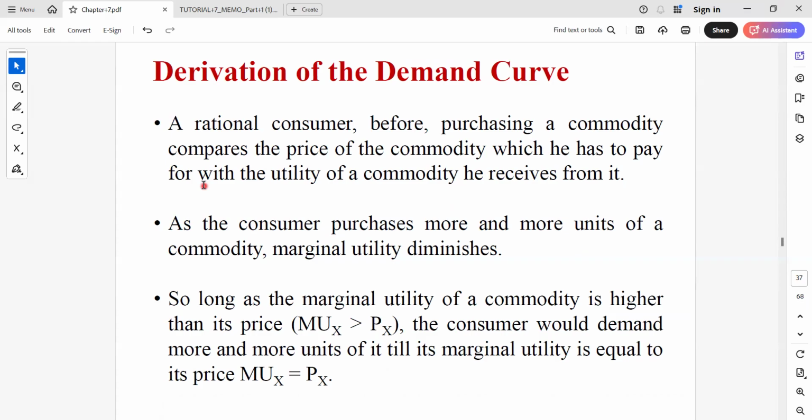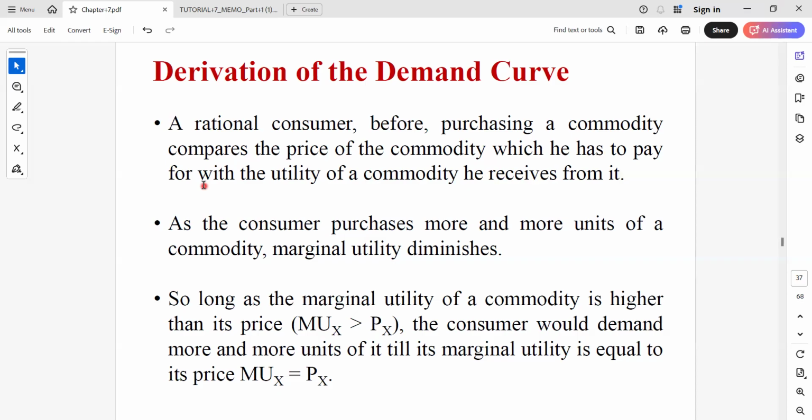As a consumer purchases more and more units of the commodity, marginal utility diminishes. So as you purchase more of the units, your marginal utility diminishes. So long as the marginal utility of a commodity is higher than the price, the consumer will demand more and more units of it till its marginal utility is equal to the price. So basically what they're saying is that if the extra satisfaction that you get from purchasing a particular product is higher than the price, then you're getting more satisfaction from that particular thing that you want to buy.